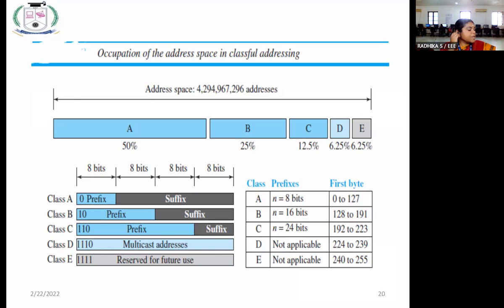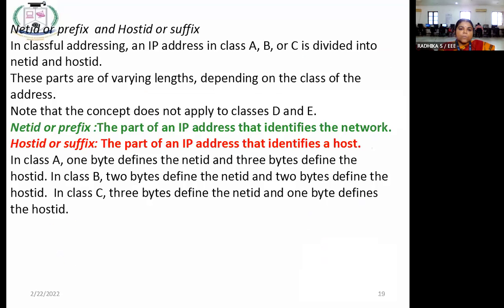Whereas in class B, the prefix is made of 16 bits, and the suffix is going to occupy 16 bits. In class C, the prefix is made of 24 bits and the suffix 1 byte. The first three classes are meant for unicast addresses, whereas class D addressing is meant for multicasting, and class E is actually reserved for future use.